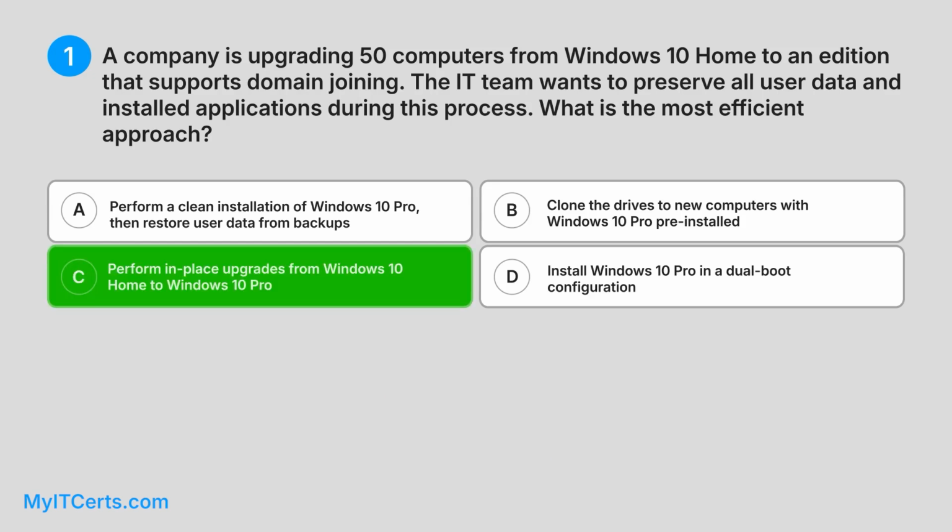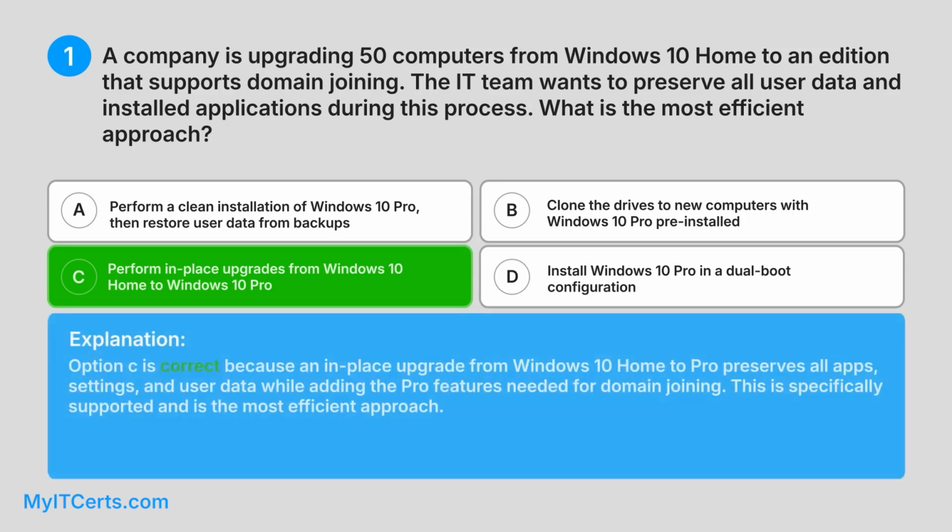Correct answer, C. Perform in-place upgrades from Windows 10 Home to Windows 10 Pro. Explanation: option C is correct because an in-place upgrade from Windows 10 Home to Pro preserves all apps, settings, and user data while adding the Pro features needed for domain joining. This is specifically supported and is the most efficient approach.